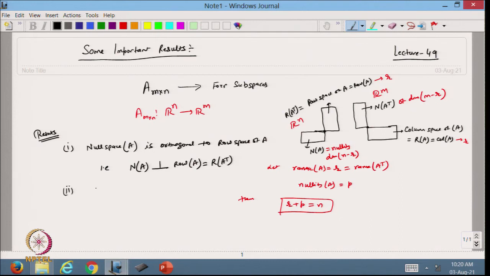The second one is that the column space of A is orthogonal to the null space of A transpose. It means that the column space of A is perpendicular to the null space of A transpose. So these are the two results we want to discuss here.